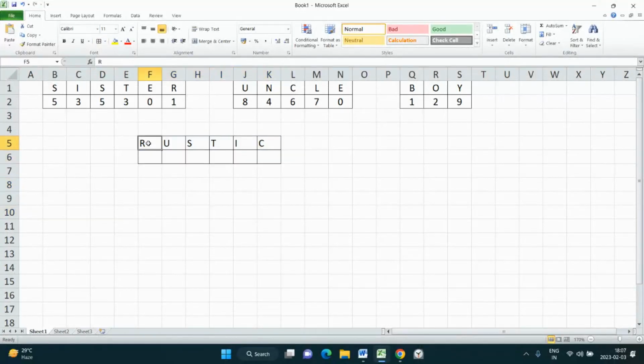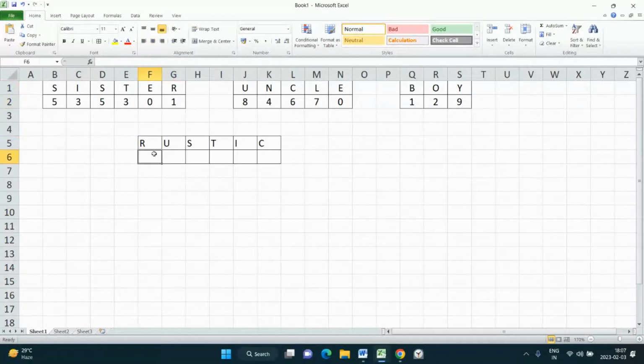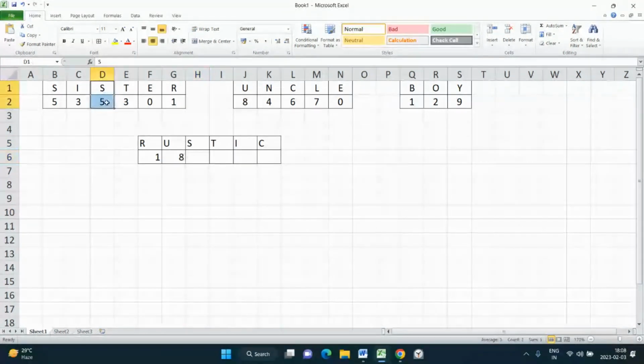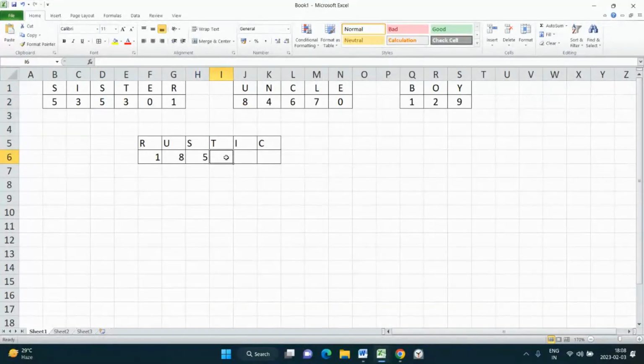I want to know what is meant by R. Is there any R in this? Yes, R is nothing but 1. Now U is the next one. U is 8. I want to find out S. S is 5 here, so I am mapping S with 5. T: do I have T? Yes, T is 3. I again. I is 3.